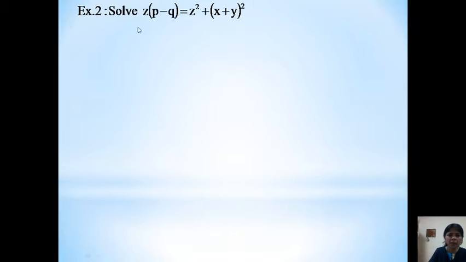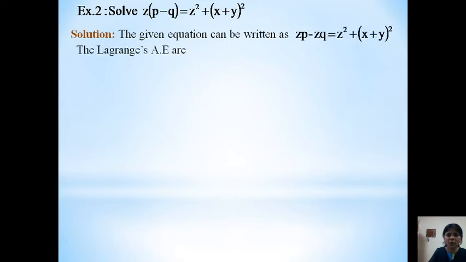So solve z into p minus q equal to z square plus x plus y whole square. So we will first write it in a standard form, that is capital P into p plus capital Q into q equal to R. So we will write it as zp minus zq equal to z square plus x plus y whole square. Identify capital P, capital Q and R. So Lagrange's auxiliary equation becomes this one. Call it equation 1.